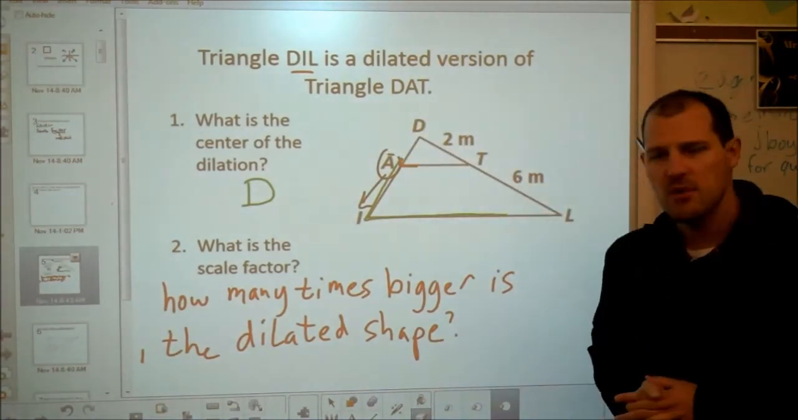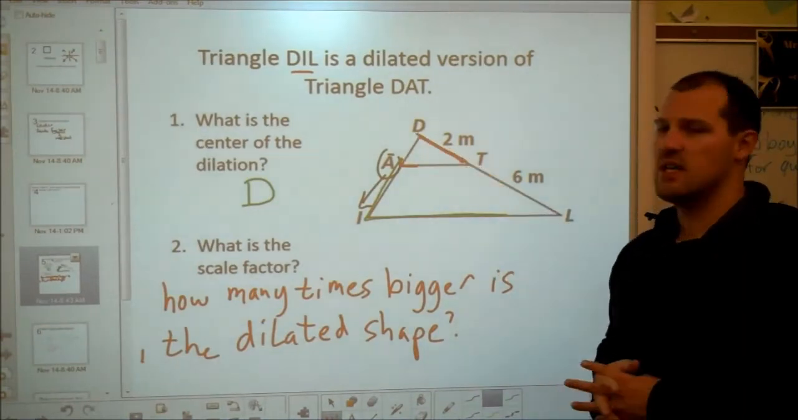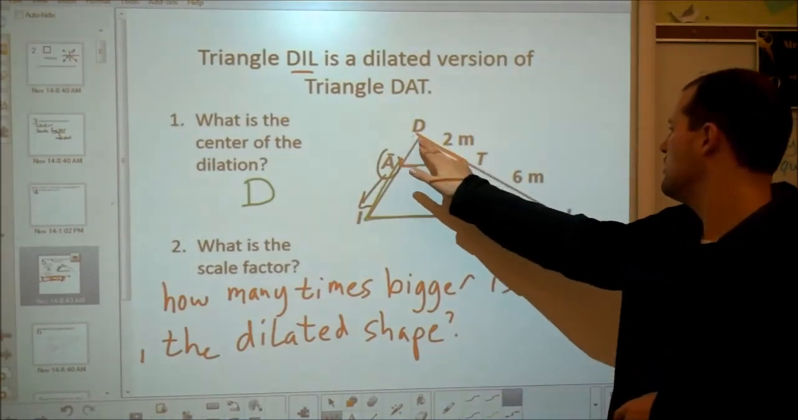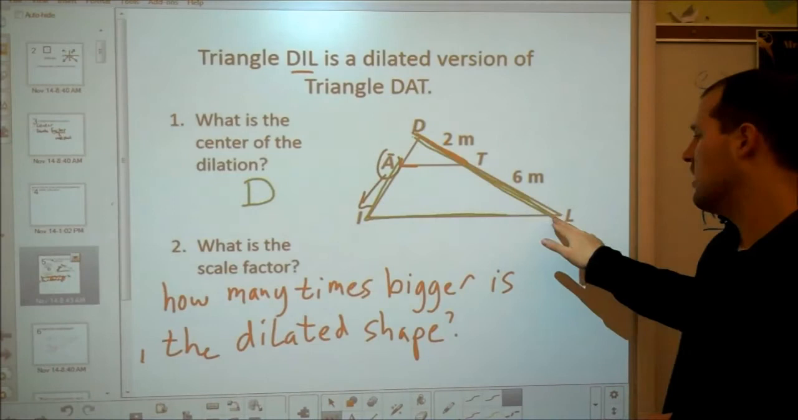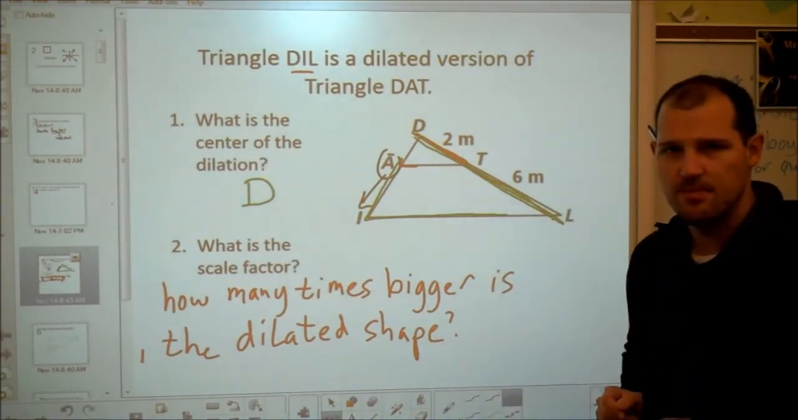And so what I'm noticing right now is this original triangle has a side length of 2. How long do you see this side length being? If you need to pause the video to think about that, please do. But I want to know how long that side is.